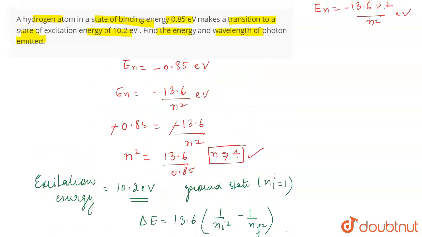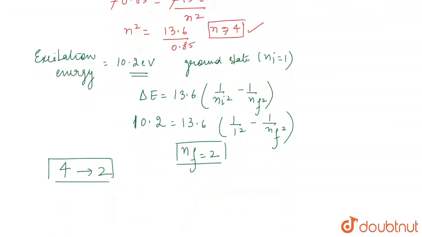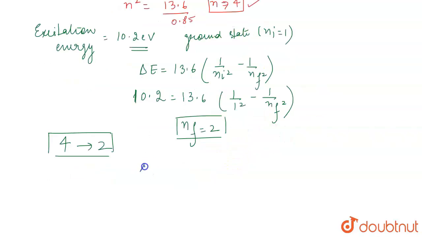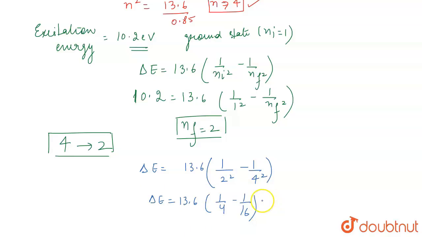In the question it says that you have to find the energy and the wavelength of the photon emitted. So now we know after finding it out that the transition is taking place from energy level 4 to energy level 2. Let us calculate delta E. Delta E will be 13.6 times 1 upon 2 square minus 1 upon 4 square, right? Because the transition is between 4 and 2, we will have the lower energy level in n1 and the higher energy level in n2. So delta E is equal to 13.6 times 1 upon 4 minus 1 upon 16. On solving, this will come out to be 2.55 electron volts.